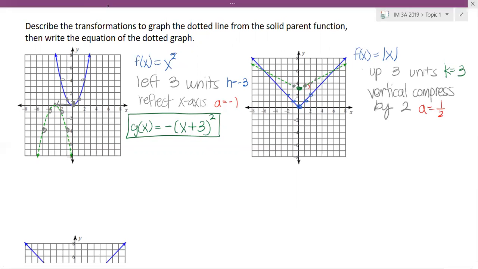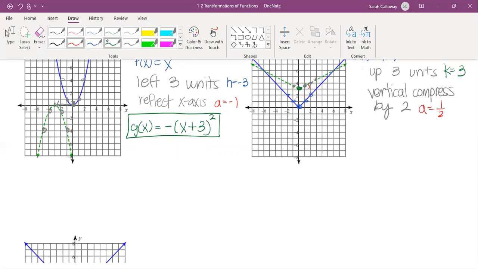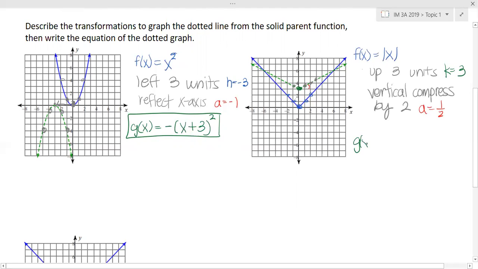And so what this means in terms of our equation is that g of x must be equal to 1/2 absolute value of x plus 3. Okay, so K is the one that's outside the function. So we do not have a value inside our absolute value because we didn't move left or right.